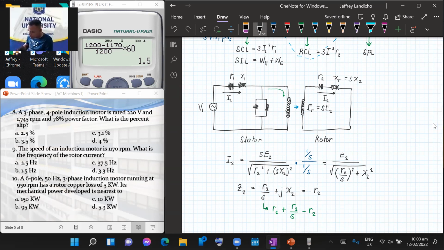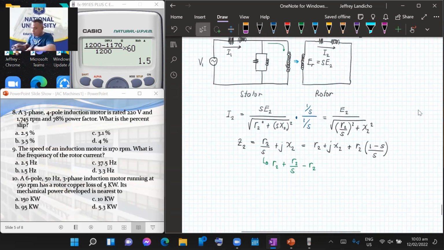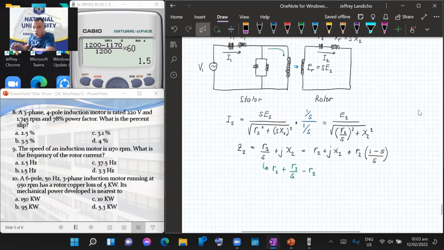So, lumalabas, ito siya ngayon. You have R2 plus J X sub 2 plus i-simplified natin ito. Factored out ko si R2. Meron ako ngayon 1 minus S over S. Tama ba kapatid? That is now the rotor resistance. So, ibig sabihin, pwede natin ngayong i-simplify yung rotor circuits. Pwede tayo ngayon magkaroon ng circuit na makikita na yung ating power develop.